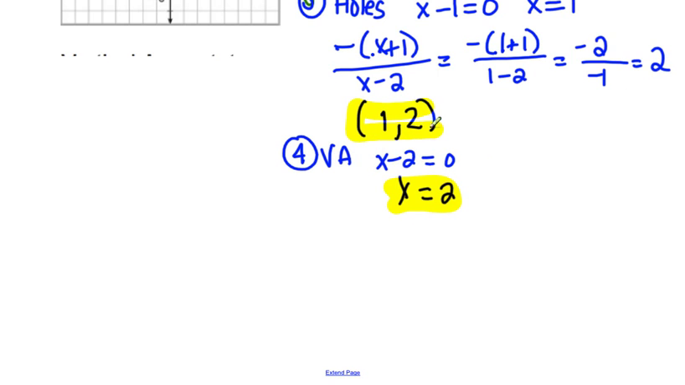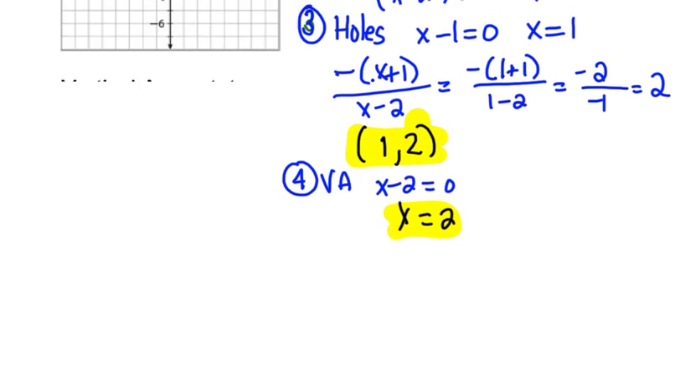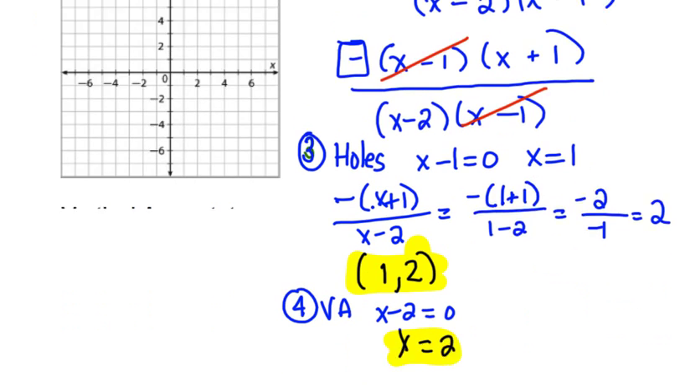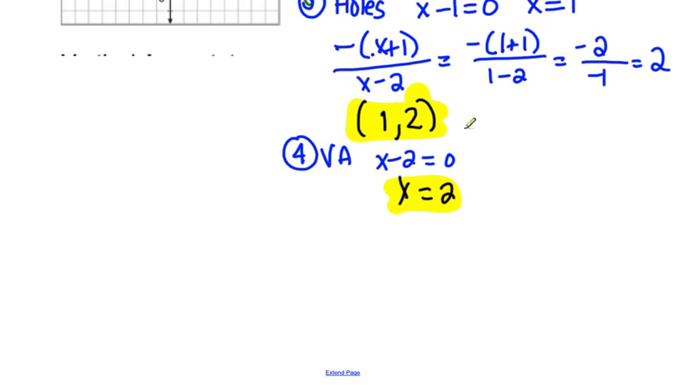Are you with me? So those are the things you need to know. The asymptotes: y equals negative 1, x equals 2, and then a hole at 1, 2.